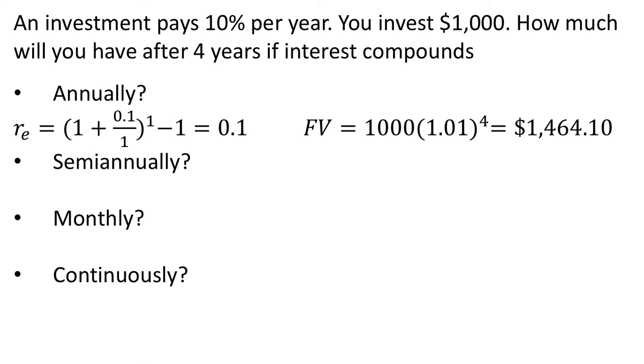All right, the future value calculation is going to be 1,000 times 1.1 to the 4th power, or 1464.10. I don't know why it says 1.01 there. Sorry, but it should be 1.1 to the 4th power.